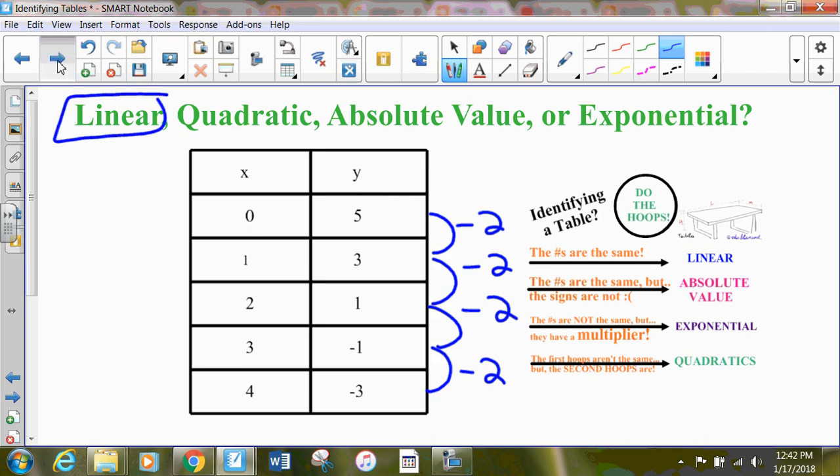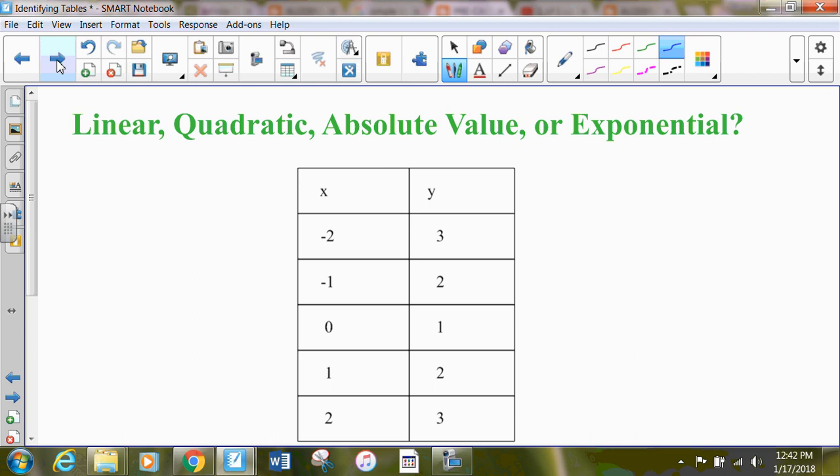But what if we see a table that's not linear? What if we see something like this? Once again, we're going to ignore the input column because that increases by 1. We can ignore it. So we're just going to do the hoops for the output side. 3 minus 2 is 1. 2 minus 1 is 1. 1 minus 2 is negative 1. Wait a minute. I thought we had something linear going on here. But apparently, as we continue to do the hoops, 2 minus 3 is also negative 1. It looks linear, but not quite. We've got two ones that are positive and then two ones that are negative. So what does that mean?